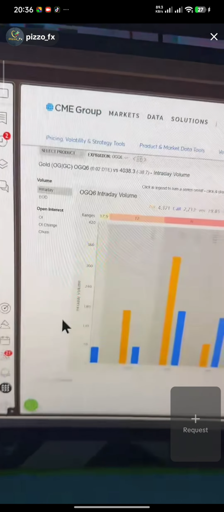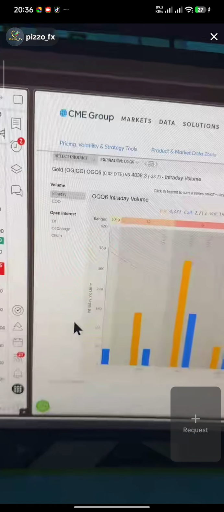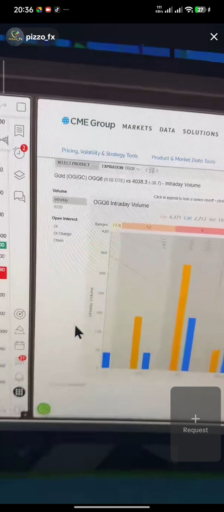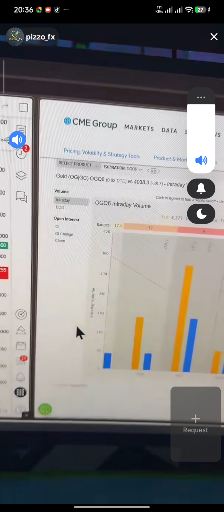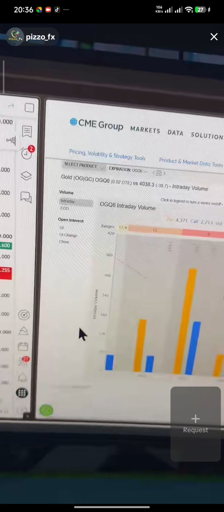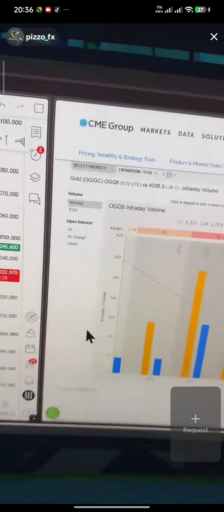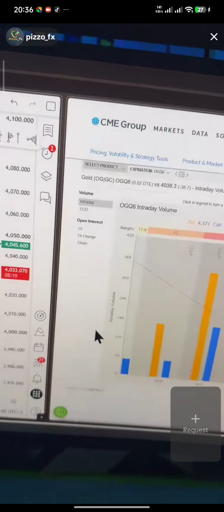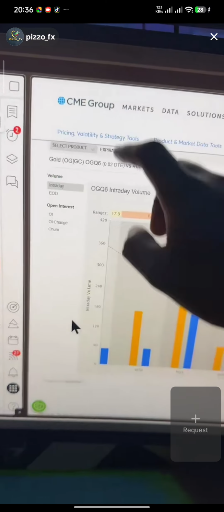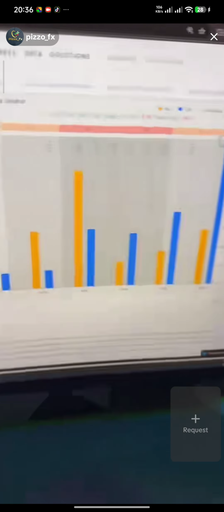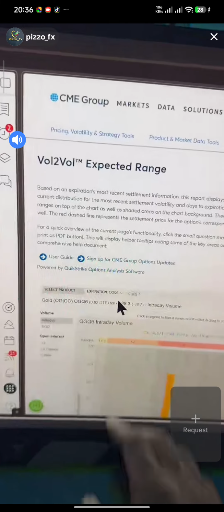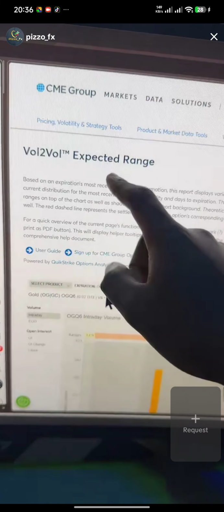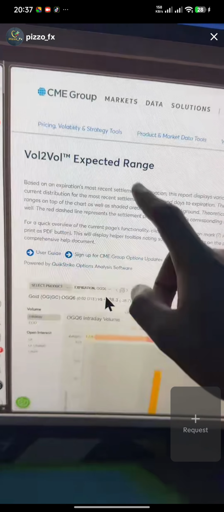CME wanafanya nini? What is the kazi ya CME inakuanga nini? Chicago Mercantile Exchange. Yeah, it's a liquidity provider there. So the moment utakuja kuniambia hii data sijui ina lag nini, let me just first tell you, hii tool inaitwa a vol to vol expected range here. Na in case network yangu ilag tena mniambie, inaitwa vol to vol expected range.